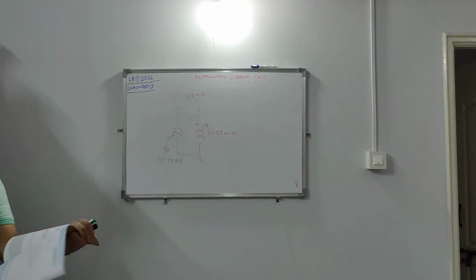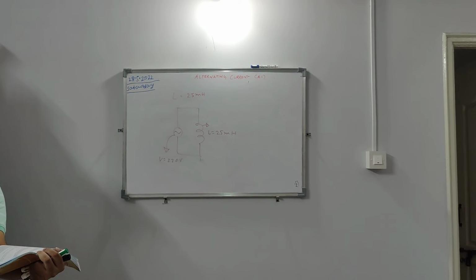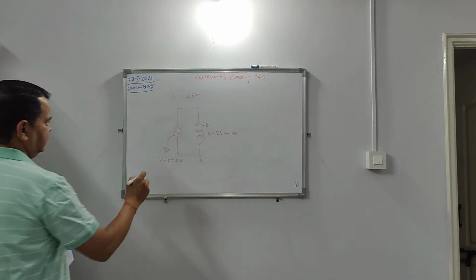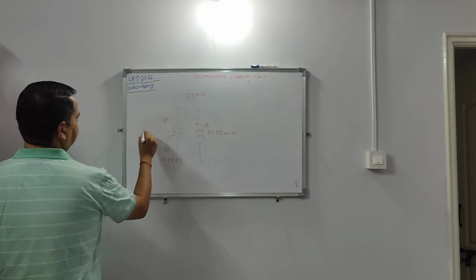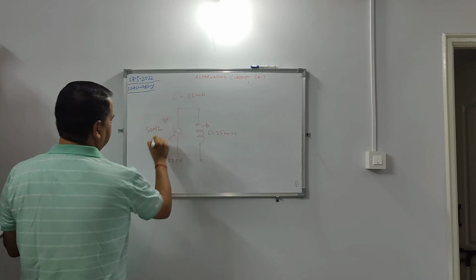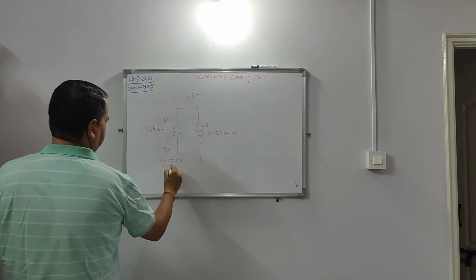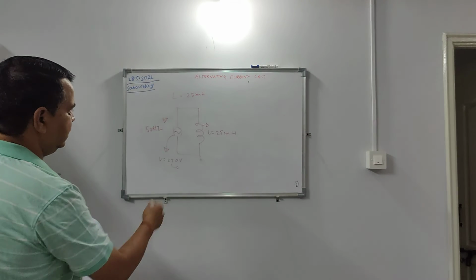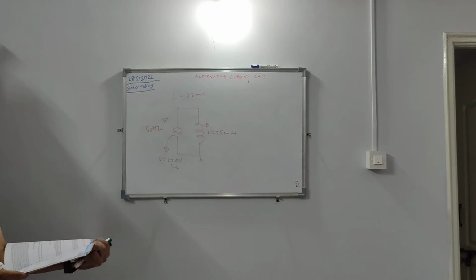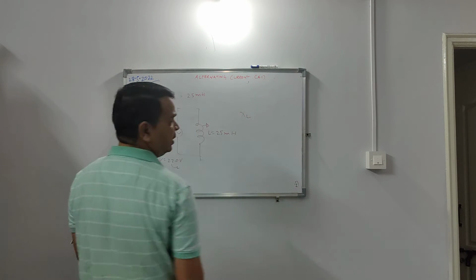Find the inductive reactance and RMS current in the circuit if the frequency of the source is 50 Hz. So you know my household frequency of supply voltage is 50 Hz. This is my power supply, 220 volt. My frequency is 50 Hz. My inductance is 25 millihenry. If this is the case, find out the inductive reactance. Inductive reactance is nothing but your XL.